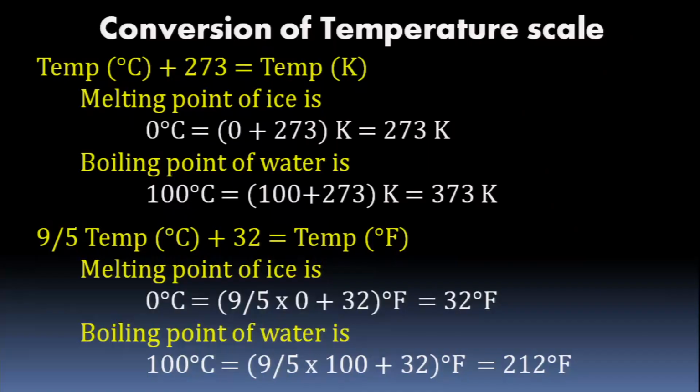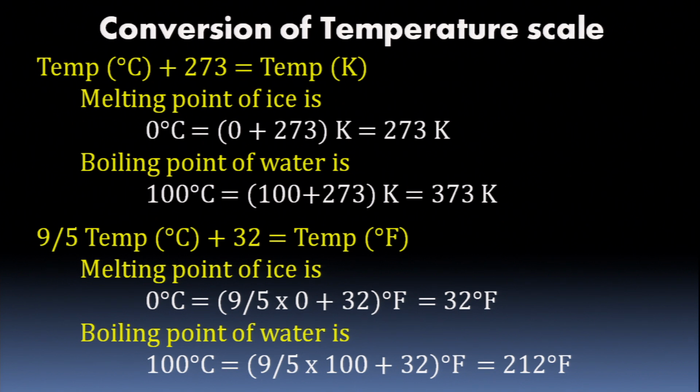Temperature in degree centigrade when added to 273 will give you temperature in Kelvin scale. Okay? Suppose, for example, melting point of ice is 0 degrees centigrade. Just simple, to convert it into Kelvin scale, what we do? 0 plus 273, it is 273 Kelvin. Similarly, boiling point of water is 100 degrees centigrade. When we are converting it to Kelvin scale, what do we do? Just add 273. 100 plus 273, it becomes 373 Kelvin.